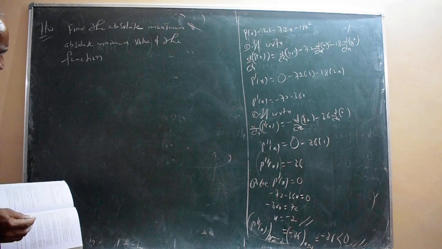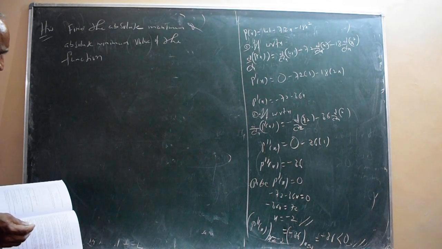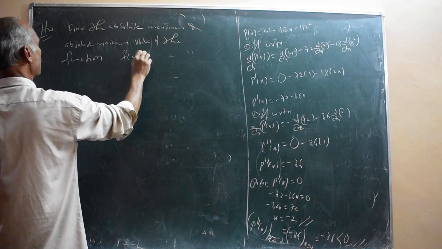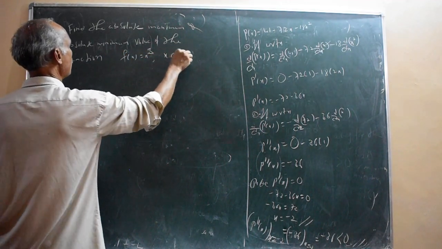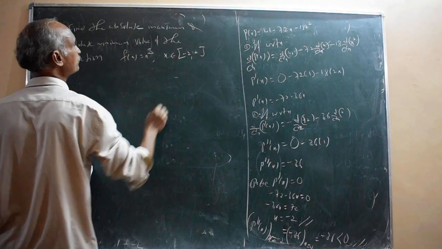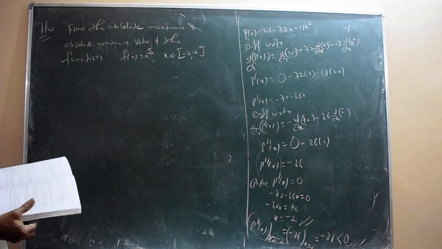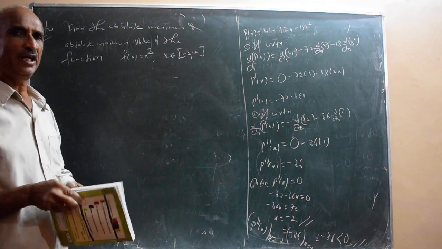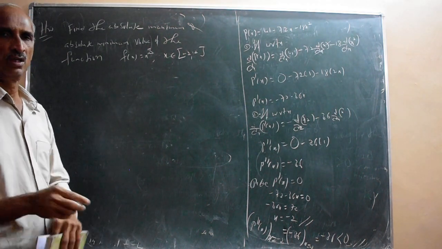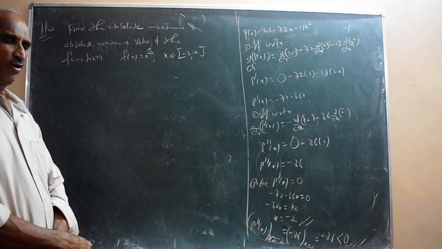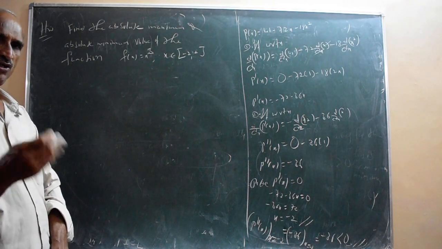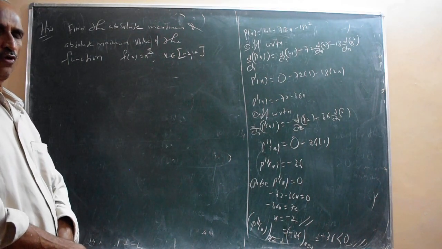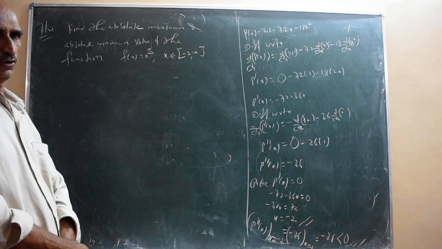f of x is equal to x cube. Simple example. f of x is equal to x cube, x belongs to the interval a, b, where a and b are minus 2 and 2. Then orally, f of x is x cube. f dash of x is 3x square. I told you, for absolute maximum, the second order derivative is not required. Take 3x square, f dash of x equals 0. 3x square equals 0 means x square is 0, means x is equal to 0.